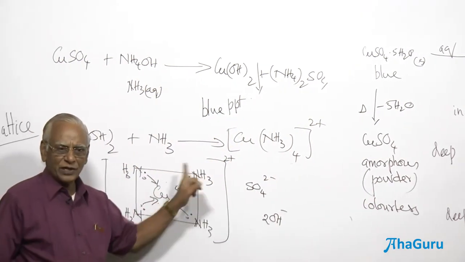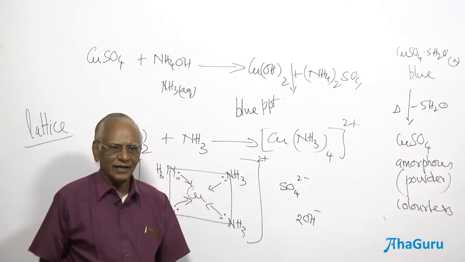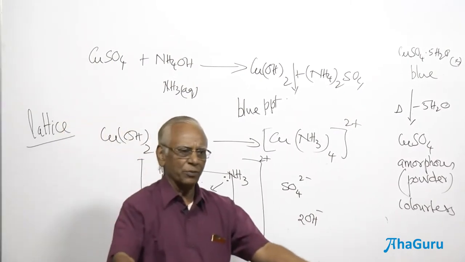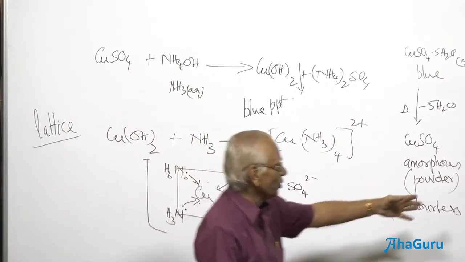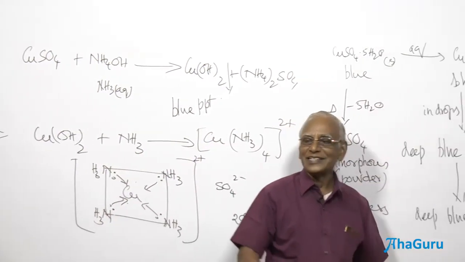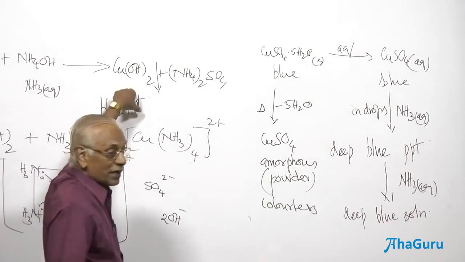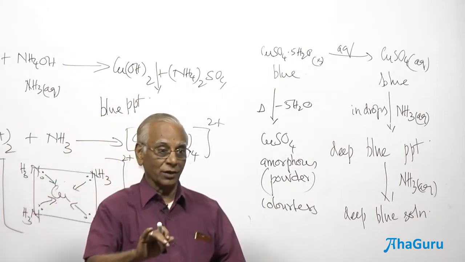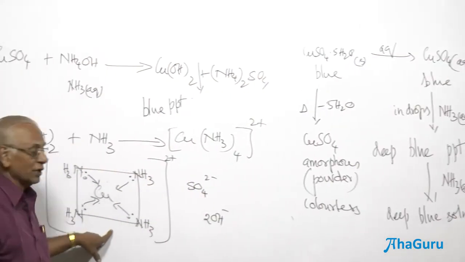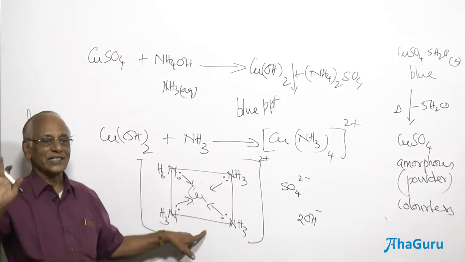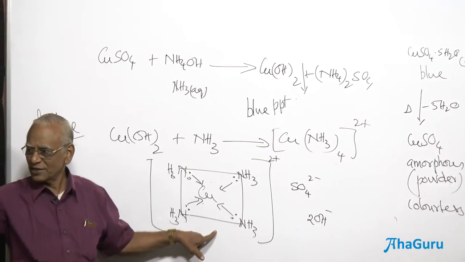Now, you see, don't you have a cation and anion here? And what is the characteristic property of an ionic compound? It should be soluble. Therefore, the deep blue precipitate dissolves. Assertion and reasoning: why should it be soluble here? That cupric hydroxide compound is converted into an ionic compound. Therefore, it is soluble.